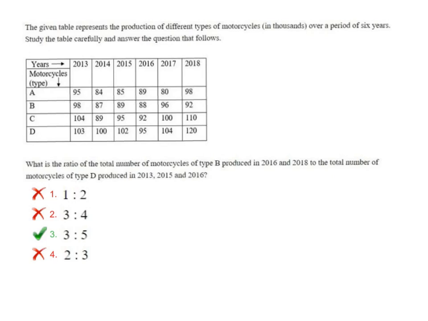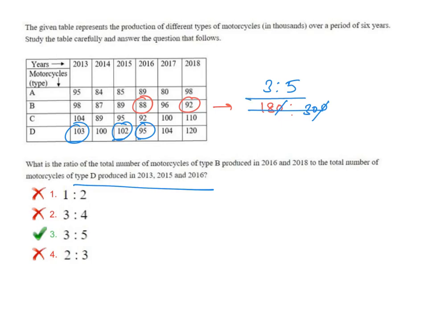What is the ratio of the total number of motorcycles of type B produced in 2016 and 2018? 2016 type B is 88 and 2018 is 92. Put together, that is 180. The total number of motorcycles of type D produced in 2013, 15 and 16: type D in 13, 15 and 16. So I can say 105 plus 95, 300. So therefore their ratio is, the zeros cancel, 6, 3, 6, 5. The ratio is 5 is to 3.